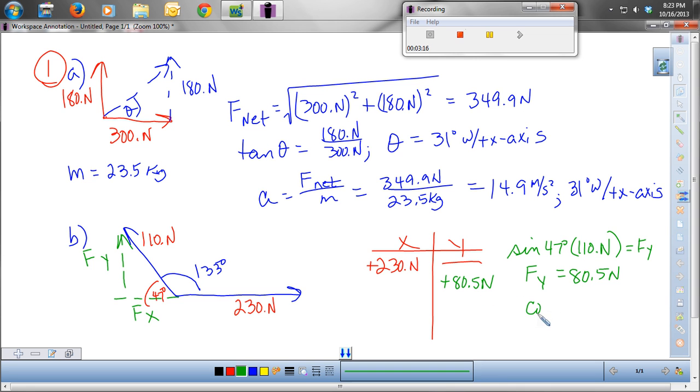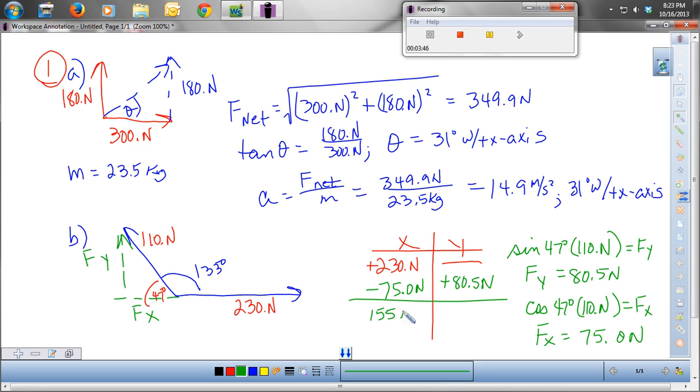I use the cosine of 47 degrees times 110 newtons to give me Fx. Cosine of 47 times 110, I got Fx when I did it to be 75. It's to the left, so I need to make that negative. Now I'm going to add up my x's and my y's. Well, when I added up my x's, I got 155 newtons here and 80.5 here.